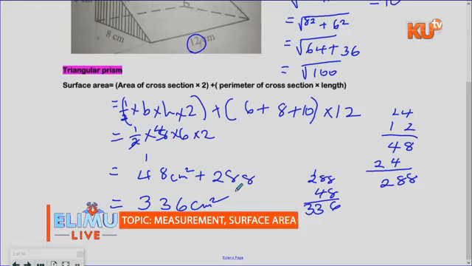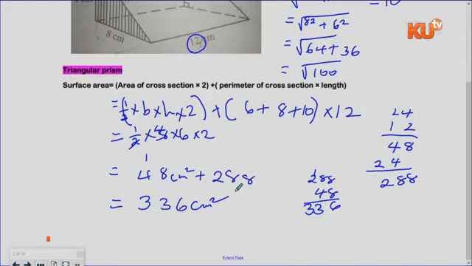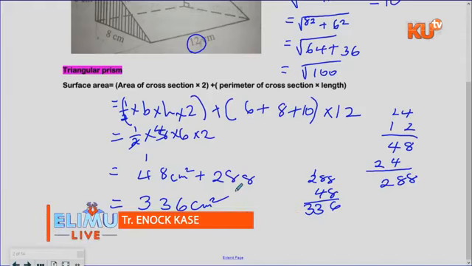So the most important thing here, learners, is you need to understand the formula where we have said to find the area of the triangular prism. Remember, a triangular prism is also called a wedge. So the surface area is equal to the area of the cross section times 2. The cross section here is the triangle. The reason why we are multiplying by 2 is because we have another one on the other side. So just use the normal formula of finding the area of a triangle, whereby area of a triangle is equal to half base times height.